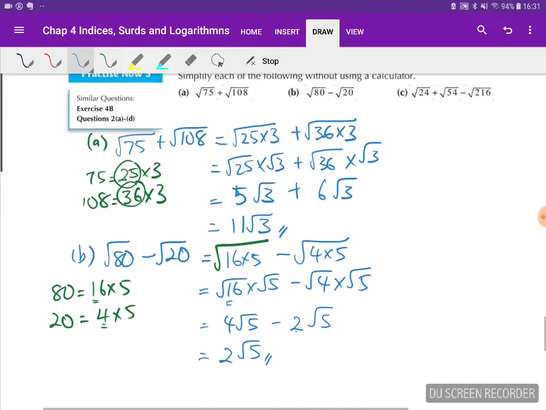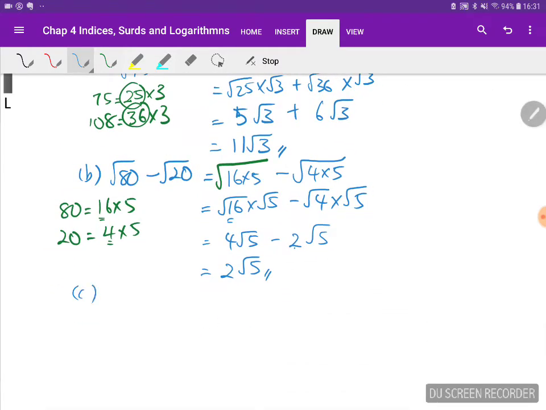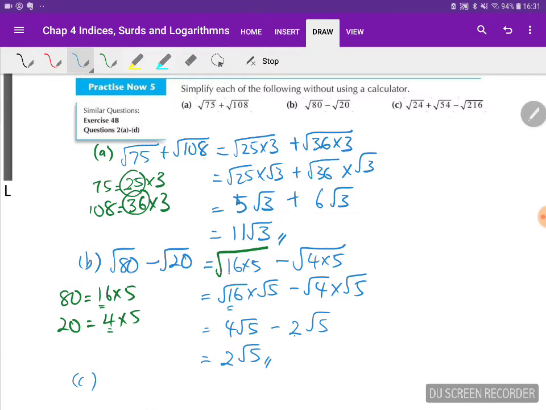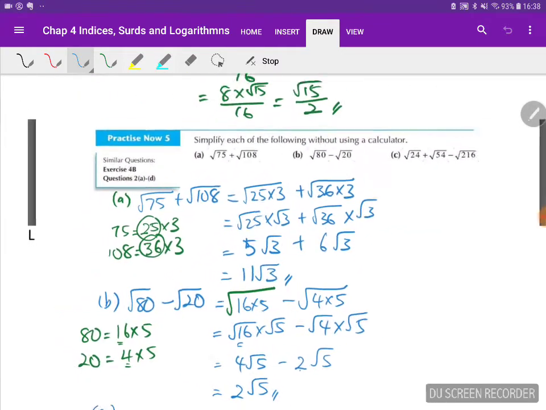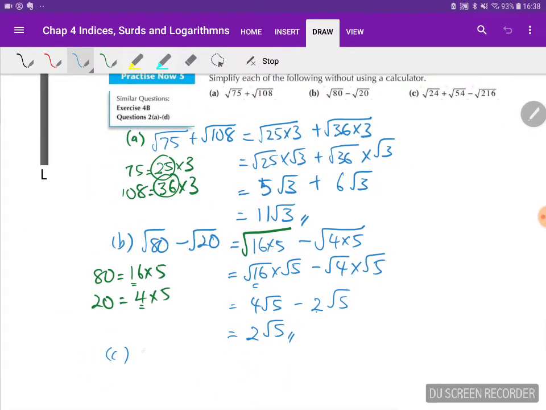Now let's look at part C. Square root 24 plus square root 54 minus square root 216.